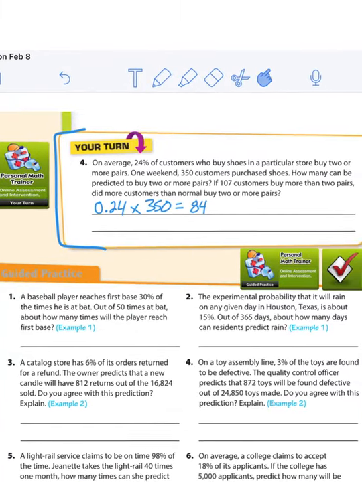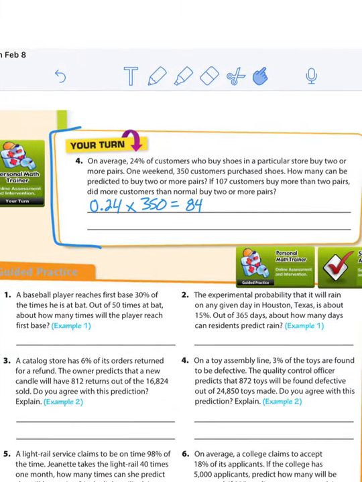So then the second part of the question says if 107 people buy more than 2 pairs, did more customers than normal buy 2 or more pairs? That's yes, more people than normal bought more than 2 pairs because 107 is greater than 84. So this is our predicted number. And then 107 is the number that actually happened. So yes, that weekend, more customers than normal bought more than 2 pairs.